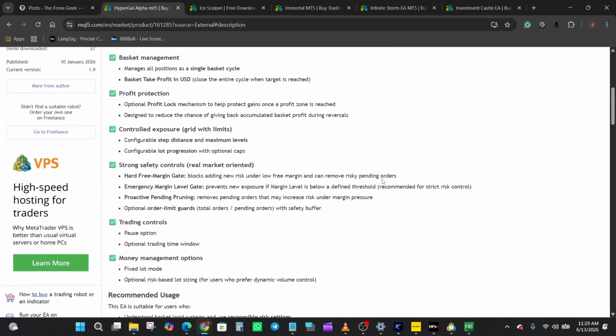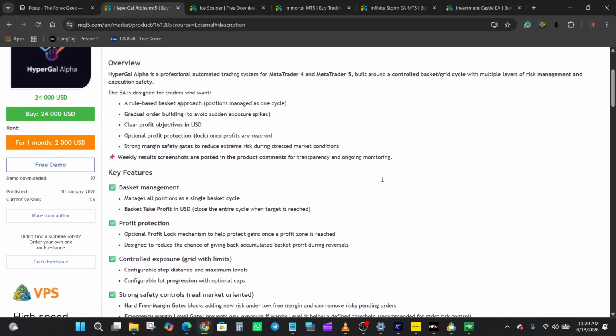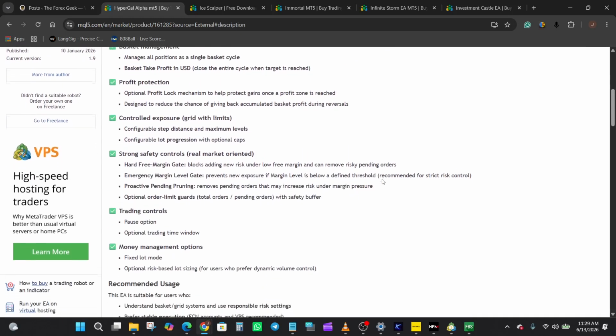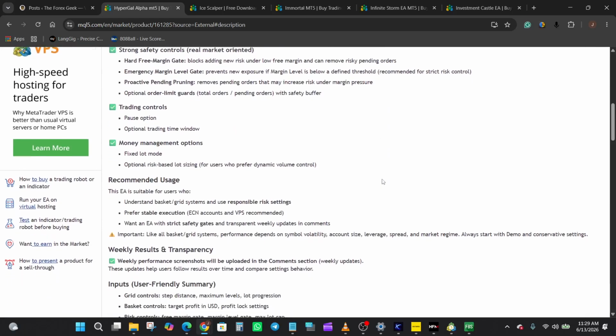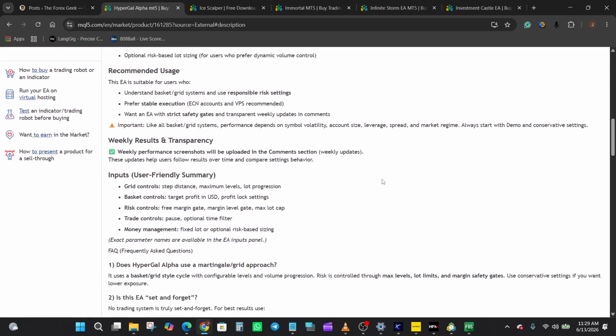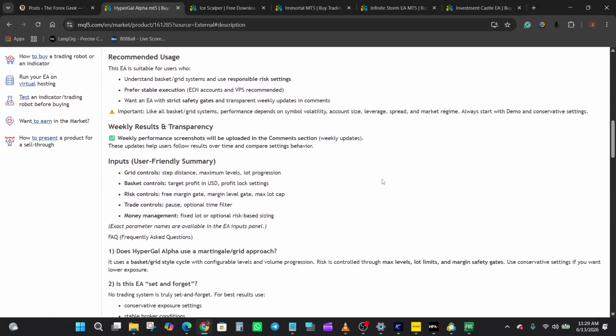So in the input summary, we can see that users have access to basket controls, grid controls, risk controls, trade management options, and money management settings. The EA supports both fixed lot sizing and optional risk-based lot sizing, giving traders some flexibility depending on their preferred approach.